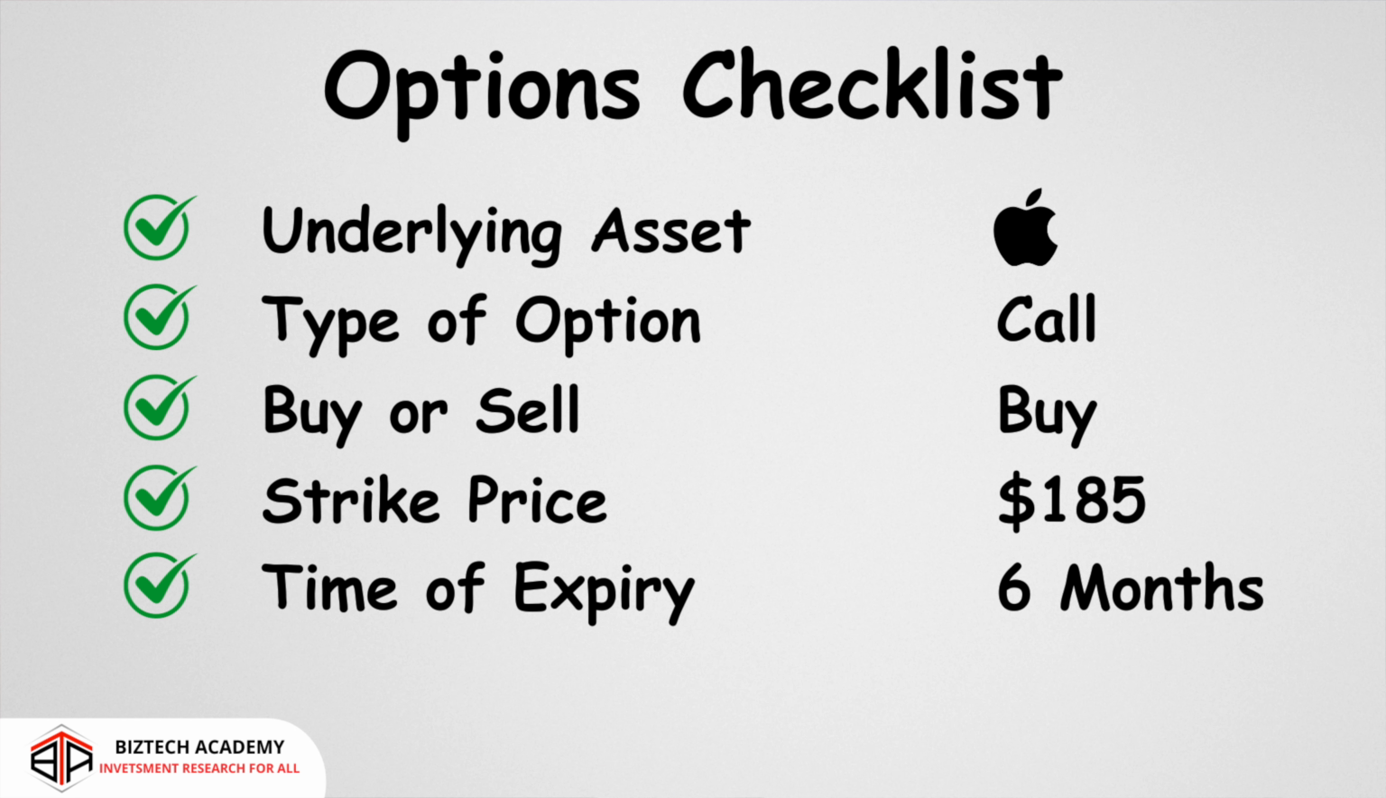So putting this checklist all together, we now have a framework for our first option. We're going to have the underlying asset as Apple. We're going to use a call because we think the price is going to go up and therefore we're going to buy a call. We have a strike price of $185 and we're going to set the time of expiry or the duration of the option for 6 months.